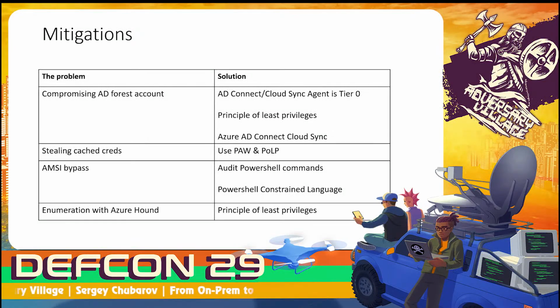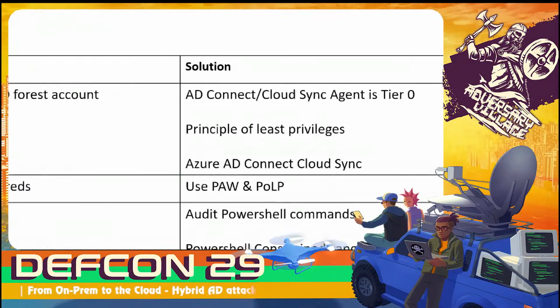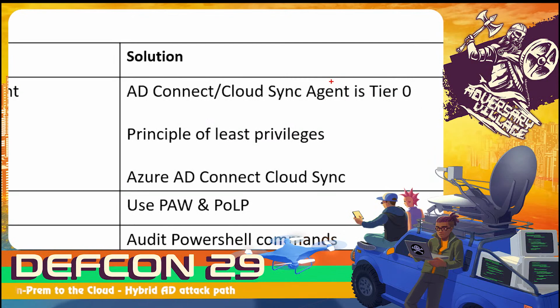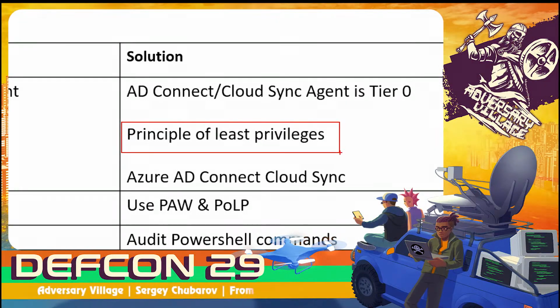So if you want to avoid compromising the AD Connect account, first of all, keep in mind that AD Connect or Cloud Sync, the agent, they are tier 0. So it means that you should not allow regular administrators AD Connect management. Don't allow server administrators to manage the agent or AD Connect server, because they may become the main admins quite easily. So please use the principle of least privilege.